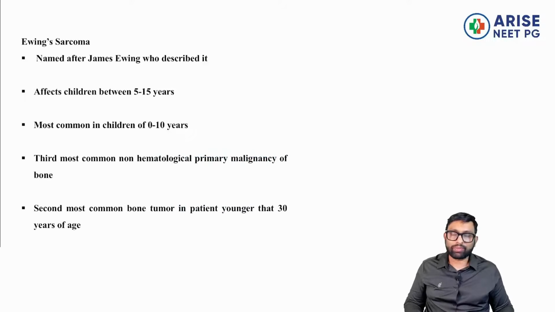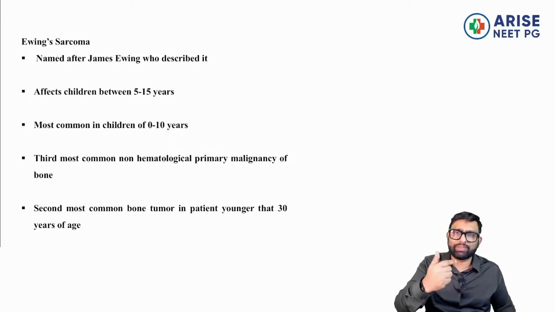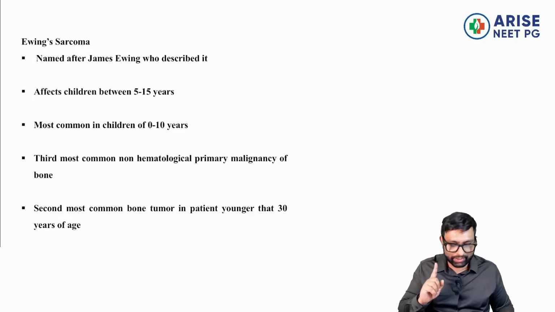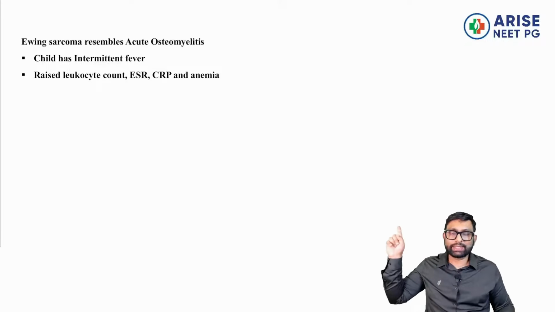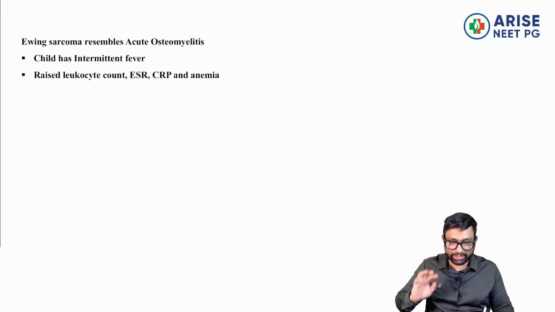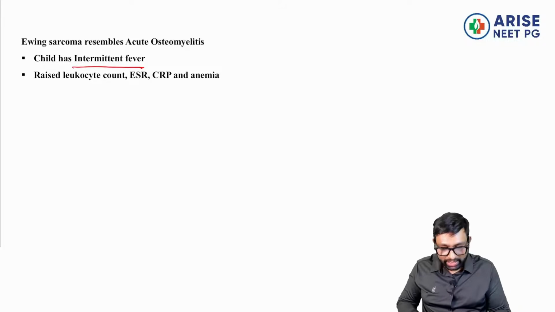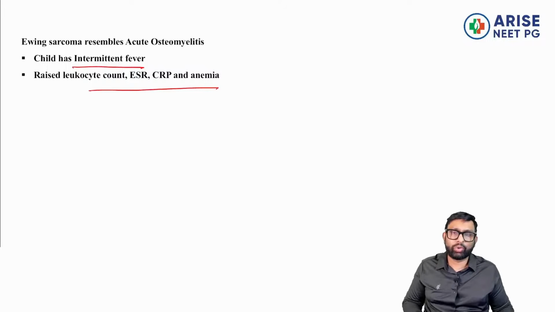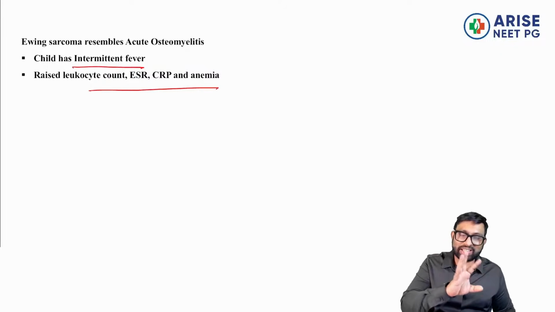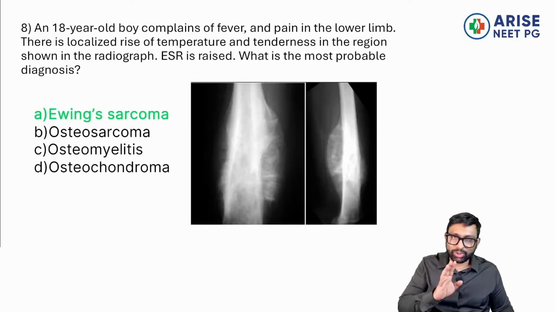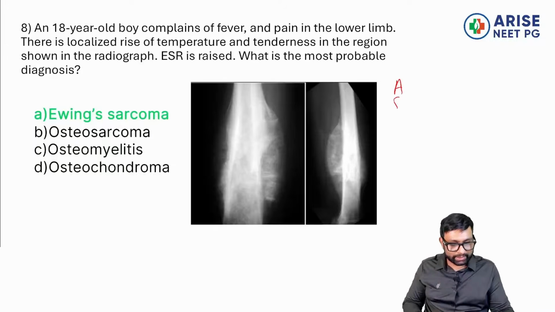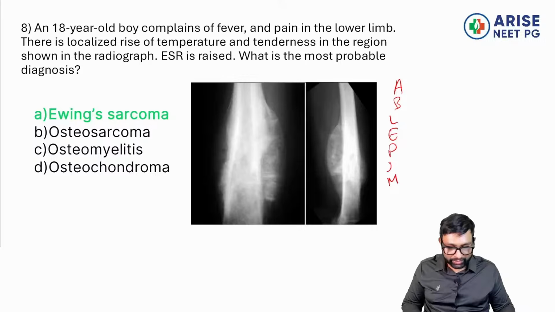And for the students who have a doubt as to why Ewing sarcoma will have increased ESR and CRP, remember that I've given you a slide in your sessions where I've told you that Ewing sarcoma resembles acute osteomyelitis. Patients will have intermittent fever and raised ESR, CRP, raised leukocyte count and anemia. So in Ewing sarcoma, infection-like features are commonly seen. Do not get confused. The answer is still Ewing sarcoma. Okay, so please use this approach. The mnemonic is ABLE PSM. If you want to learn more about how to approach orthopedic oncology, please go through my sessions on orthopedic oncology. Okay, so that was one of it.